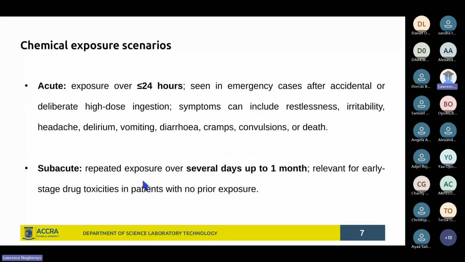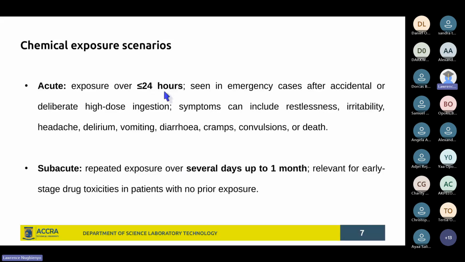Now, we move on to take a look at another concept, which has to do with different cases or different scenarios of chemical exposure. And we can classify this into four different scenarios of chemical exposure. The first one is what we refer to as acute exposure. An acute exposure is an exposure to chemical substances within a period of a day. That is within 24 hours.